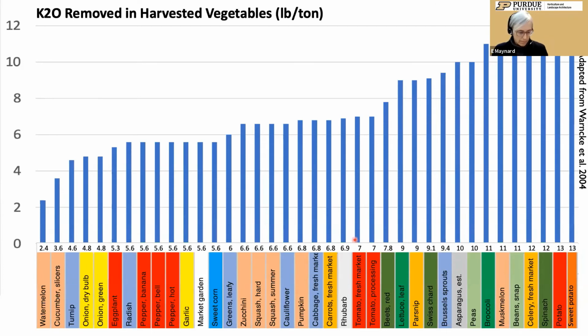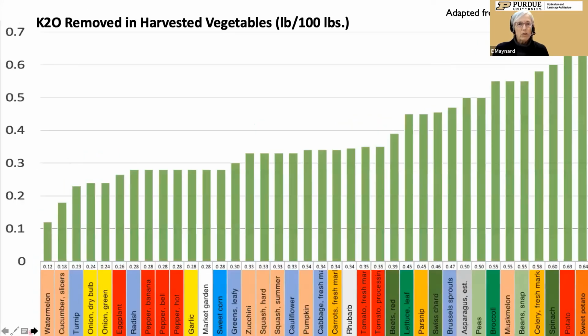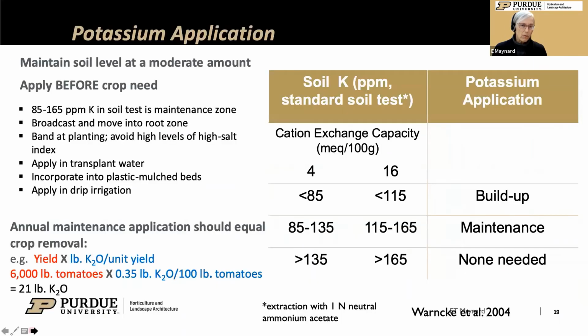This next slide has the same graph, but in terms of pounds of potassium for 100 pounds of vegetables, if you're not thinking in terms of tons. And here, just for example, for tomatoes, if you harvest 100 pounds of tomatoes, those would have a little over a third of a pound of potassium in them. So that gives you an idea of how much you have to put back in that area of your field or structure. So that's one useful bit of information to have as you think about how much potassium you need to apply.